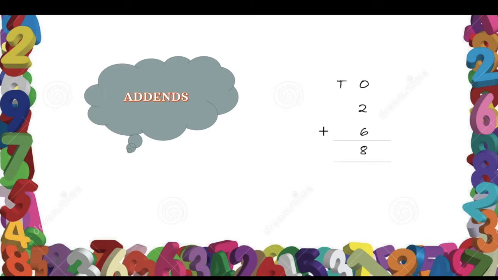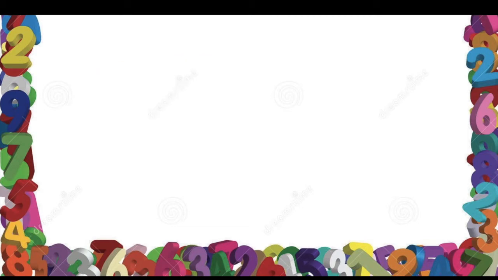And what are 2 and 6 called? 2 and 6 are called addends. Addends, the numbers to be added, are called addends. So, wherever you add numbers to get the answer, those numbers are called addends. So, let us see the next term in addition.